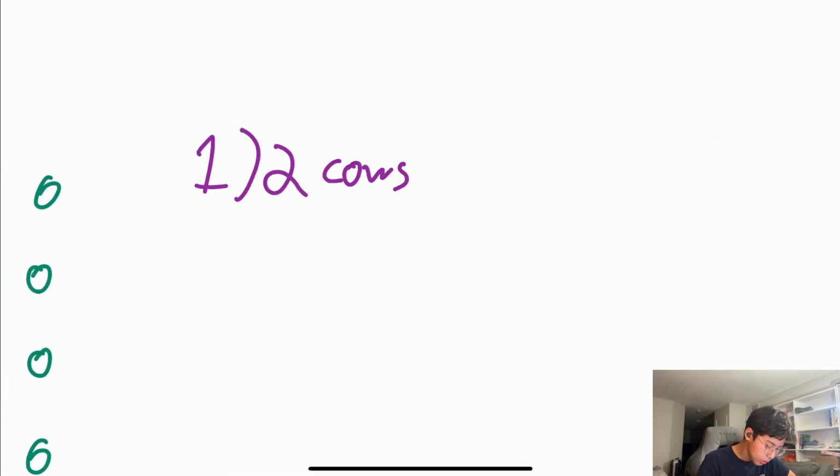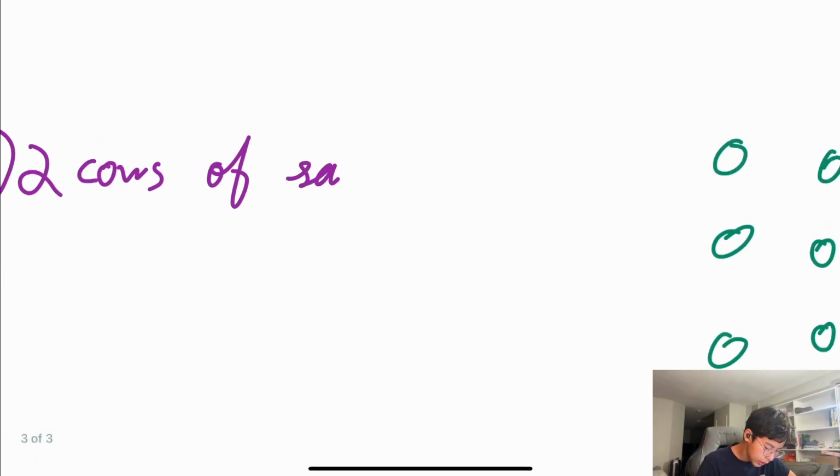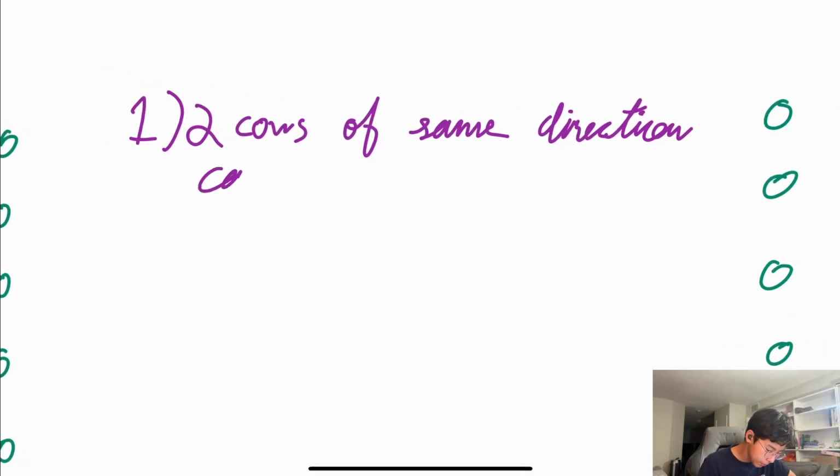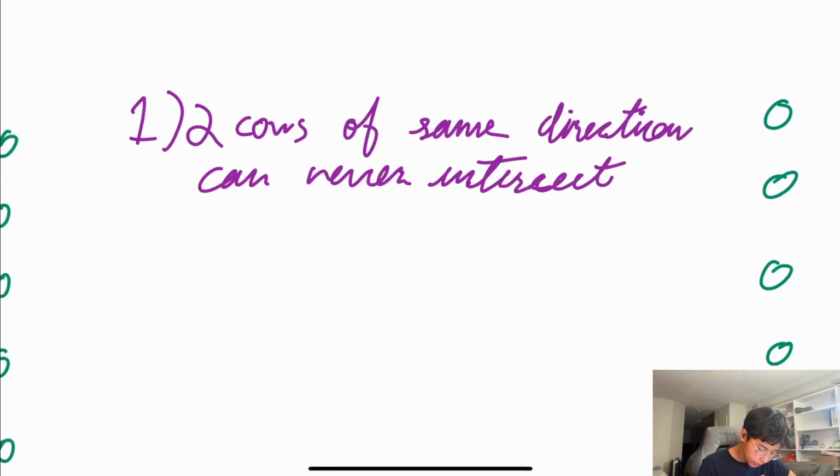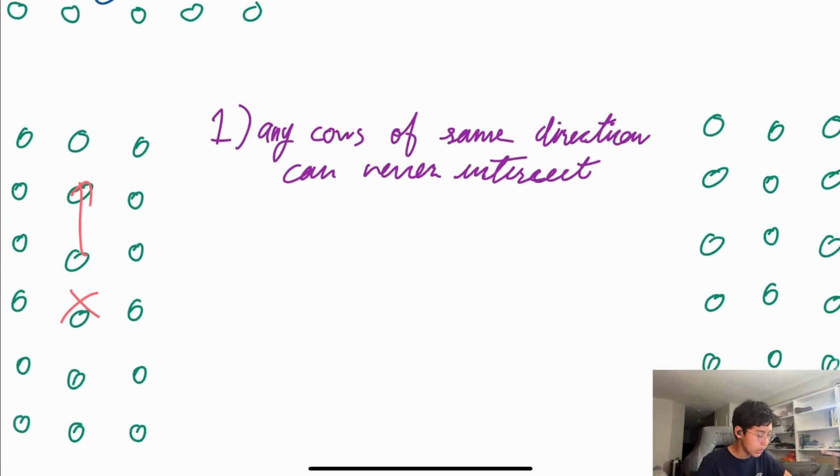2 cows of same direction can never intersect. Forgive me for my spelling, not the best. And from this follows not 2 cows, but any cows of the same direction can never intersect, right? That's the first thing that we need to realize here. Let's think of the second thing.